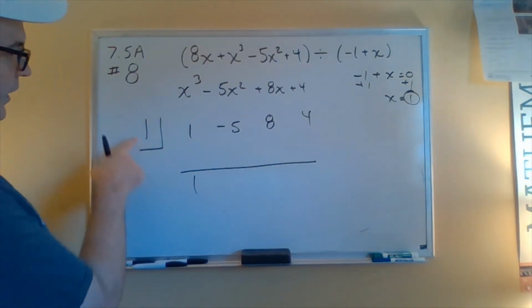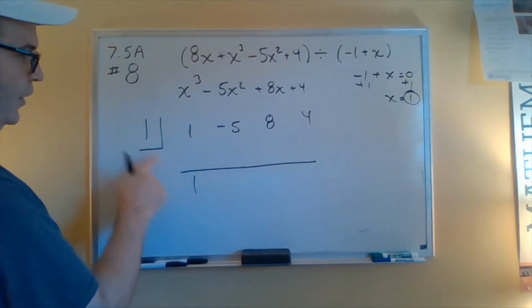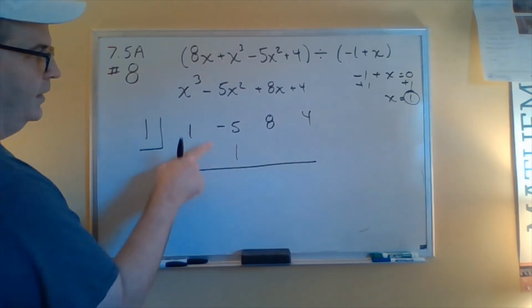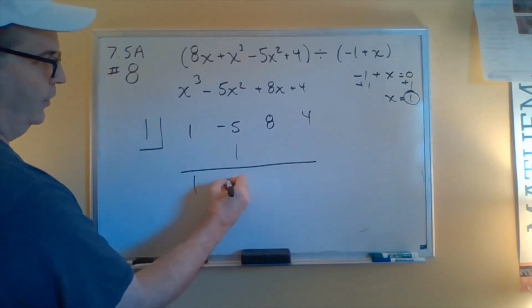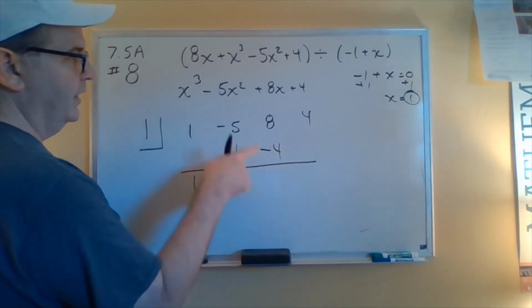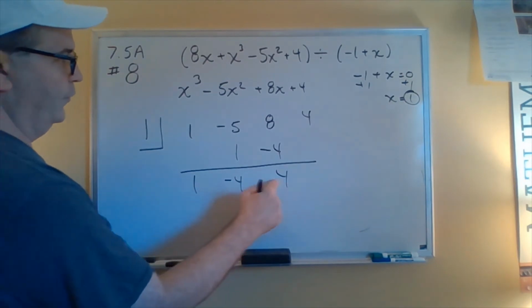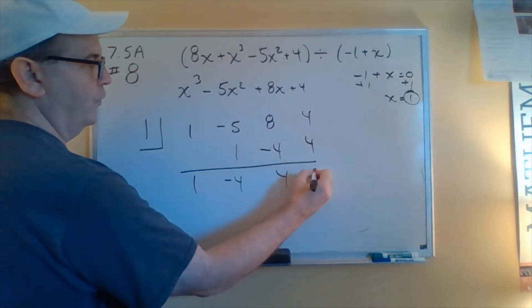So I'll have 1. Now I begin that pattern of multiplication, addition, multiplication, addition. So 1 times 1 is 1. I add -5 and 1, I get -4. 1 times -4 is -4. I add 8 and -4 and I get 4. And 1 times 4 is 4. I add 4 and 4 and get 8.